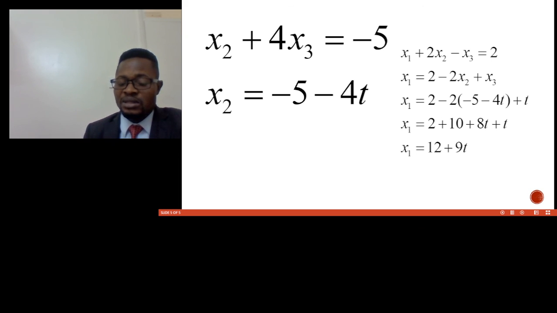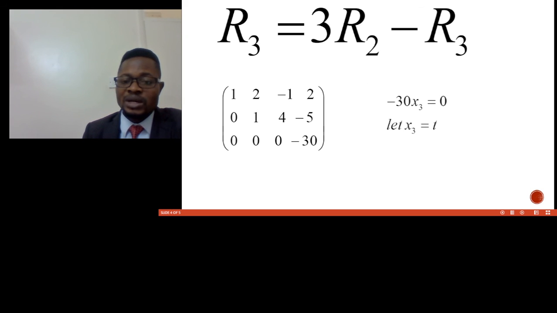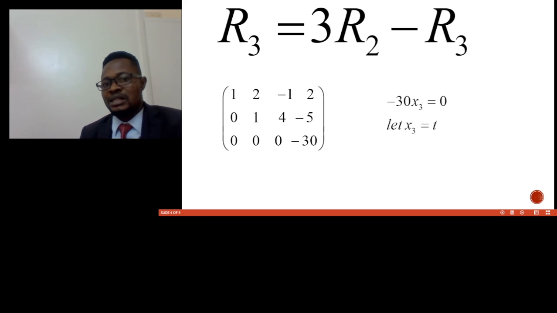Now we have found the value of x1, which is 12 plus 9t. Our x2 is negative 5 minus 4t, and our x3 is just t. And this is the way we solve a system of equations using matrix form, specifically row operations. And it is as simple as that. For my colleagues who requested this video, it is here, and I think it will help you. Just pay attention to it, go step by step, and you are good to go.